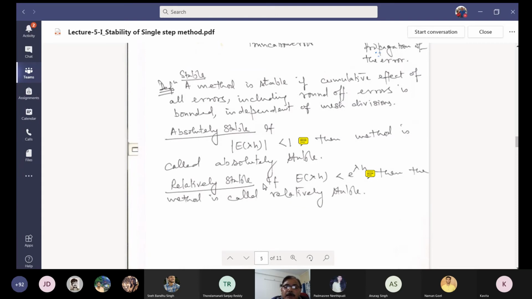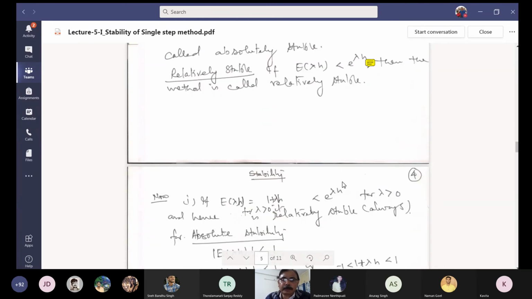So relatively stable means E(λh) is compared with the exact solution e to the power λh. If E(λh) is strictly less than e to the power λh for λ greater than 0, then the method is called relatively stable. Is this clear? Yes, sir.